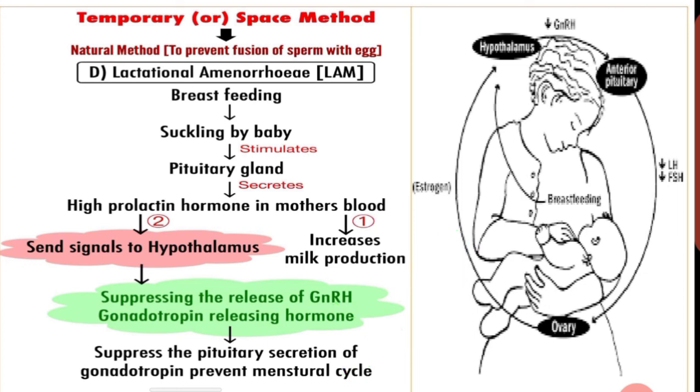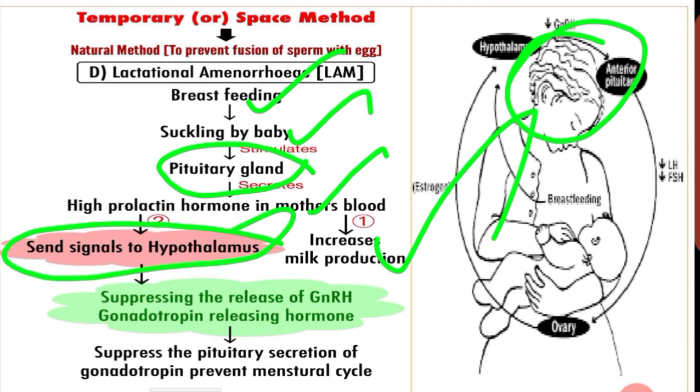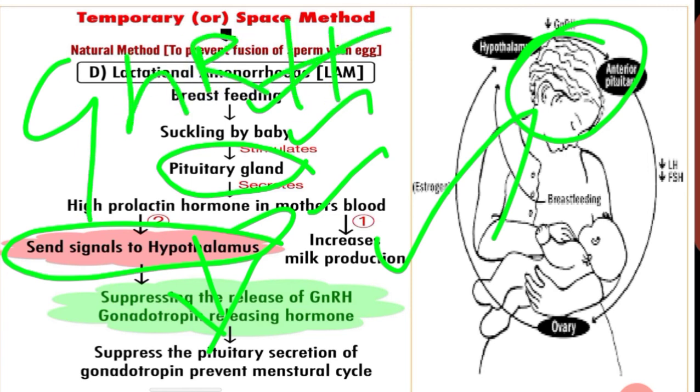Shall we recall it again? During breastfeeding, when the baby suckles the mother's nipple, it stimulates the mother's pituitary gland. Then high prolactin hormone is secreted in the mother's blood at the time of milk production, and milk production increases. At the same time, high prolactin sends signals to the hypothalamus. The hypothalamus suppresses the secretion of GnRH, gonadotrophic releasing hormone. When gonadotrophic releasing hormone is not stimulated, what happens? There is no menstrual flow, right?